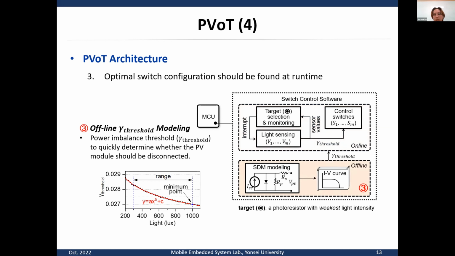And the last step, to reconfigure the PV array, the MCU needs to know what is the optimal configuration. However, considering the harvesting capability of every PV module combination is too complicated, especially for a low power MCU with limited computing resources. So to simplify this calculation, we model the power imbalance threshold indicating whether a module should be connected to the PV array. The power imbalance threshold is modeled using the single diode model, and this is provided in the form of a table.